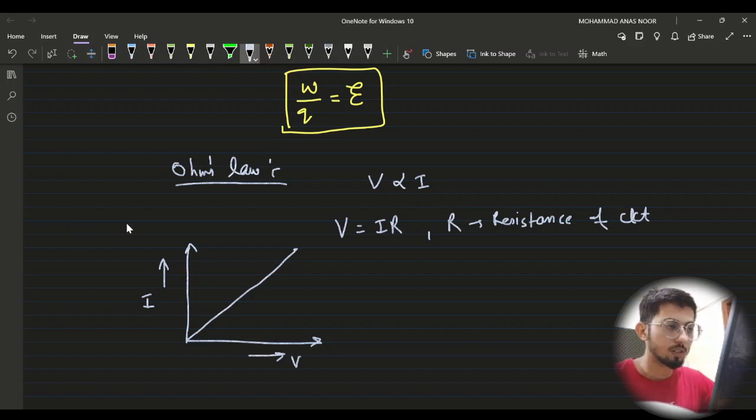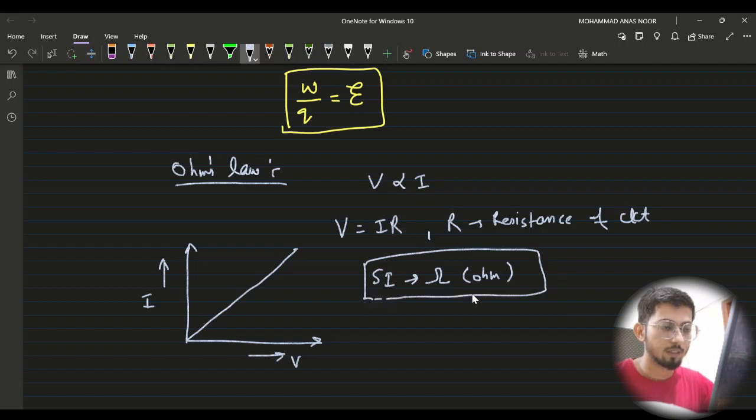Now this resistance, SI unit is what? Ohms. The symbol is the Greek letter omega, and this is R. R is V by I. We can say volt per ampere.